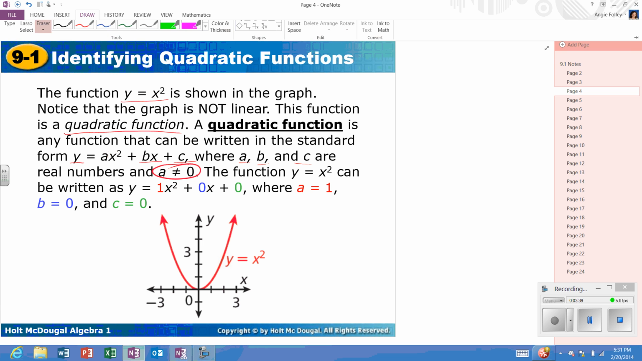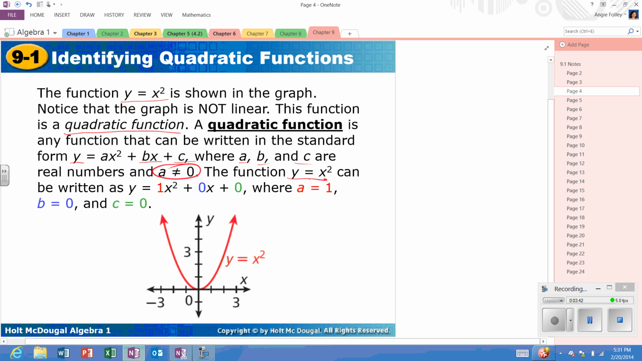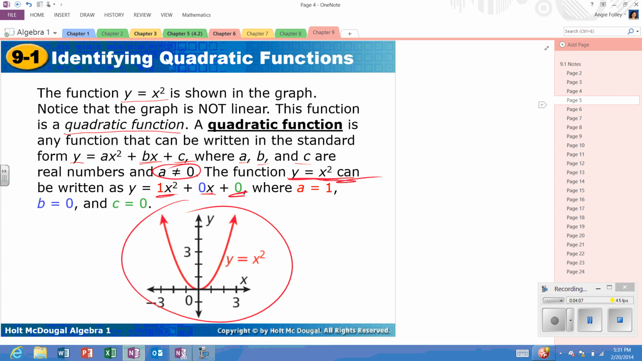The function y equals x squared can be written as y equals 1x squared plus 0x plus 0 because there's no b and c terms. So that's why there's nothing after it. It's still a quadratic though because your a value out in front of the x squared is 1. So as long as you've got an x squared, you're good to go. So if you look down here, y equals x squared, here's the function when it's graphed.